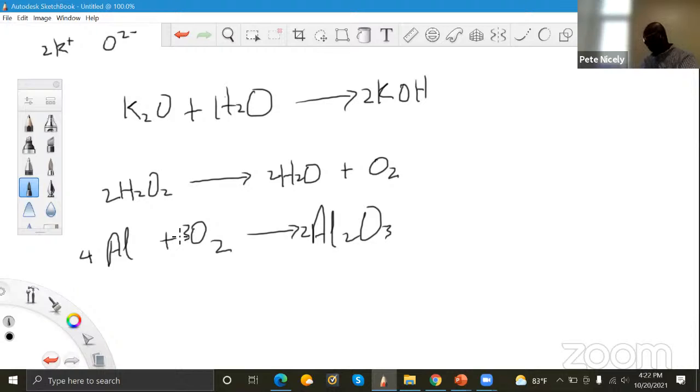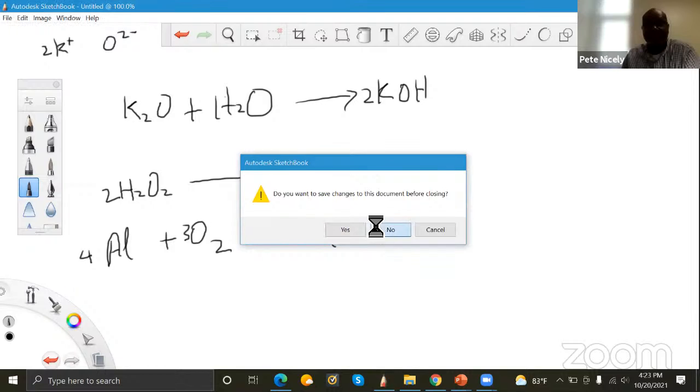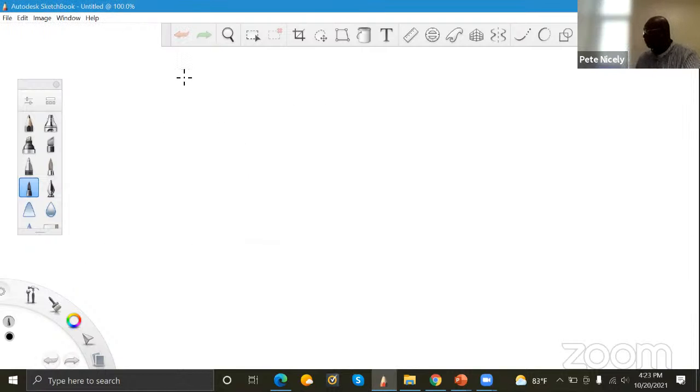Okay, so the 5th one in this series says sodium peroxide plus water to give sodium hydroxide and oxygen. So let me get rid of this here. Okay, so what's the formula for sodium peroxide? Anybody? Okay, very good. Na2O2, and it reacts with water, which is H2O.